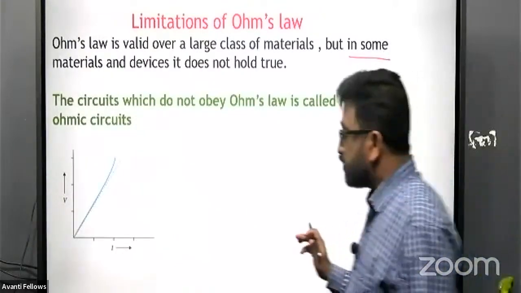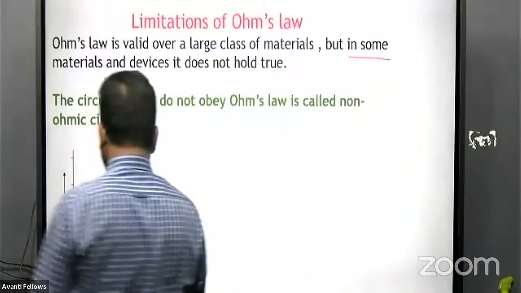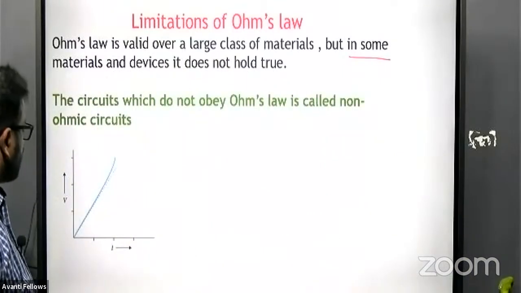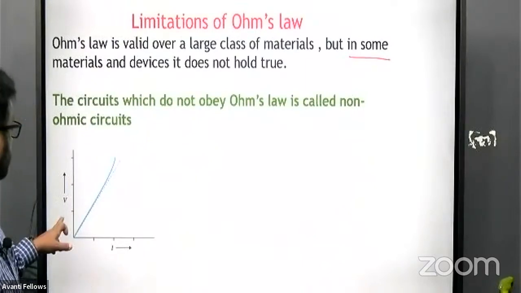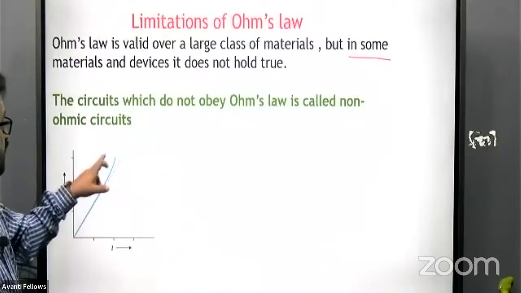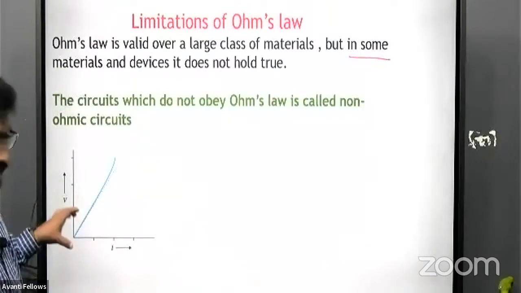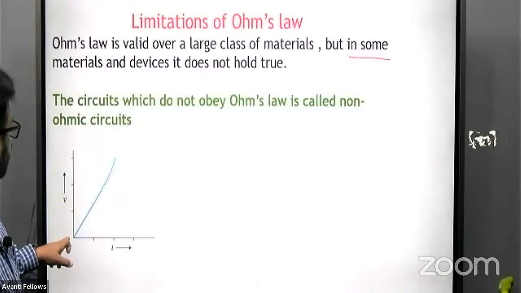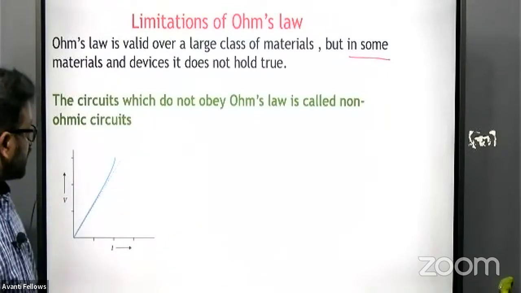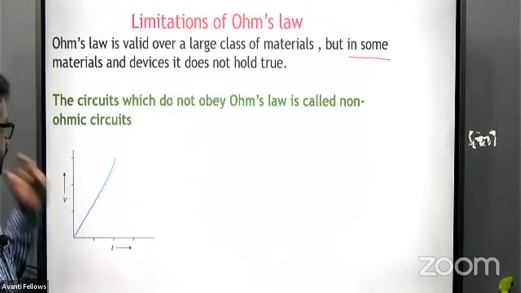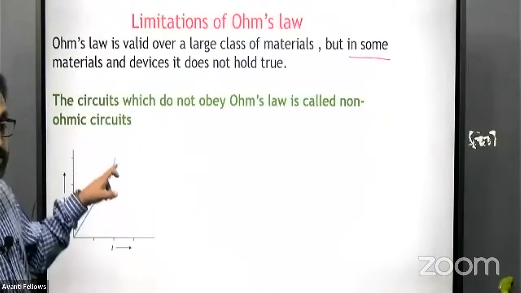See, this is the graphical representation of Ohm's law. On the x-axis, current is taken and on the y-axis, voltage is taken. The blue line represents the real observations, and the dotted line represents the theoretical or ideal representation. In the ideal case, it should be a straight line.